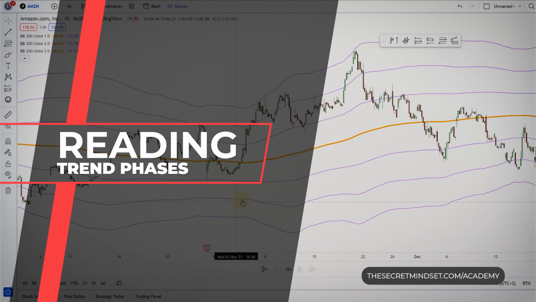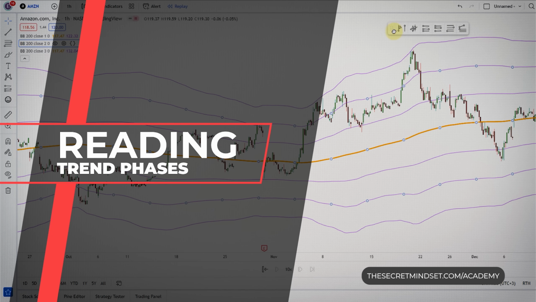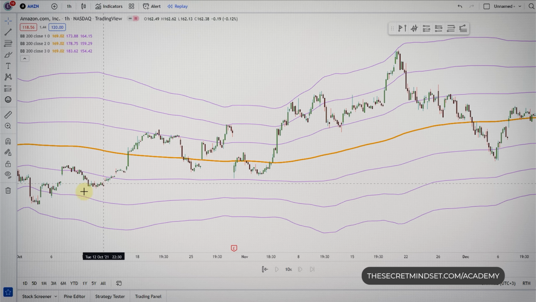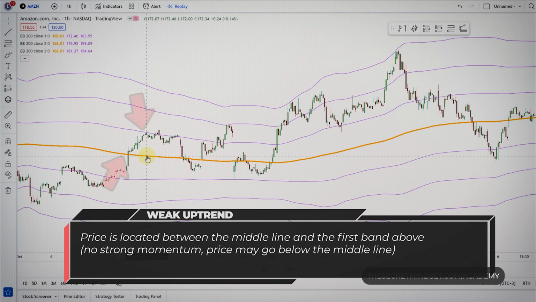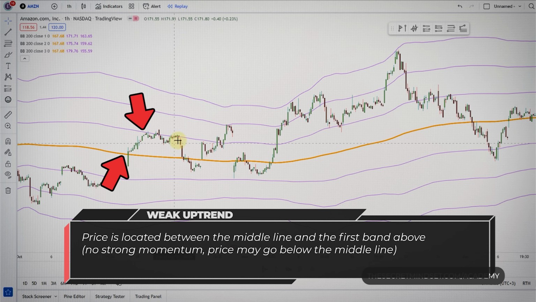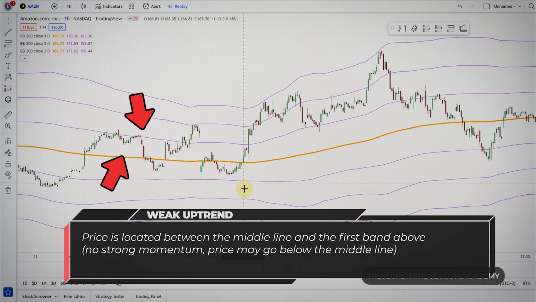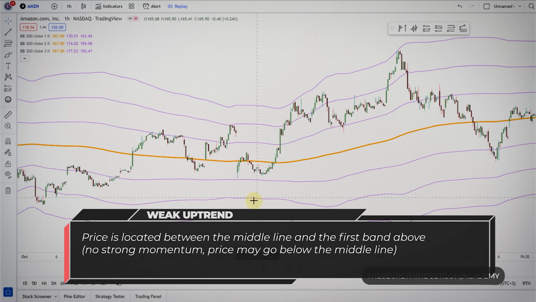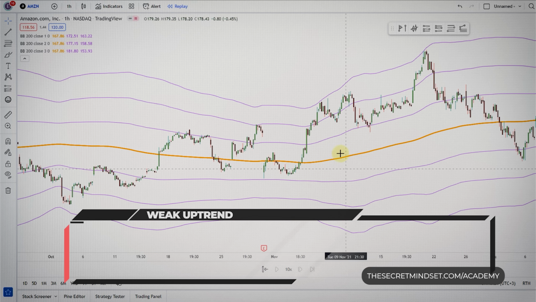I don't know about you, but for me, with this setup, the trend is pretty obvious. In this example, I see an uptrend, but with different phases. When price is located between the middle line and the first band, we have a weak uptrend. When the price gets within this area, there is no strong momentum, and the price is likely to fluctuate within a range, and may even go below the middle line. You can enter a buy trade in this area, but only if you have confluence with other factors. We'll talk about this later.